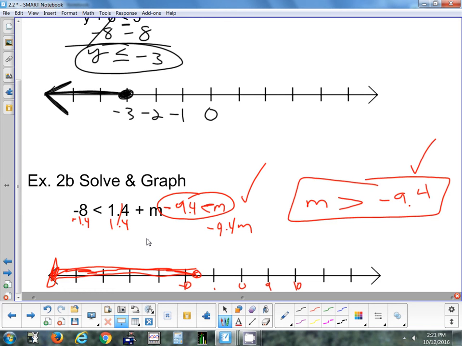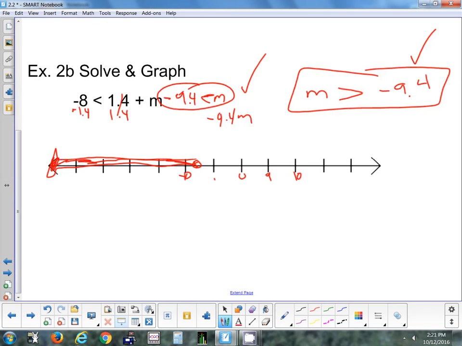All right, is this graph what we're looking for? Almost. He's got the number in the right spot, but we just want to shade the other way. Just label a few numbers. Negative 9.4, you just have to estimate where that's going to be, somewhere in between negative 9 and negative 10. And I'm going to shade the direction it's telling me, which is to the right.